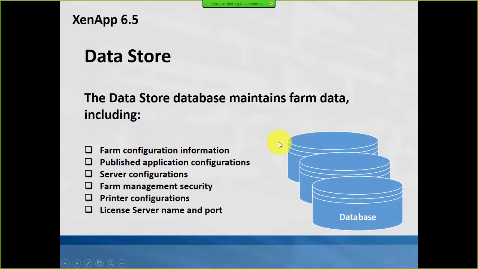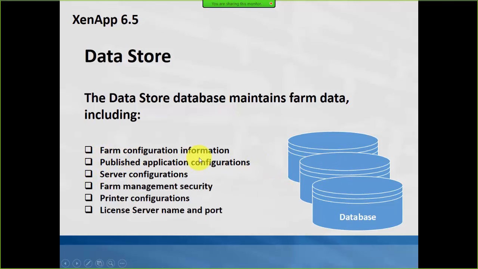Okay, this is the data store. In VMware also they call it data store. In Citrix also they call it data store, the database, right? So the data store database maintains farm data. So what does the data store include anyway?